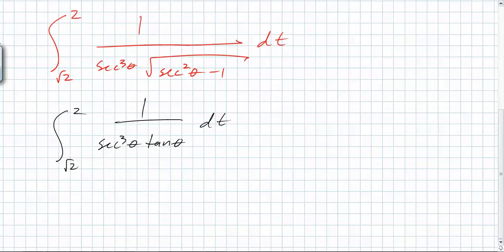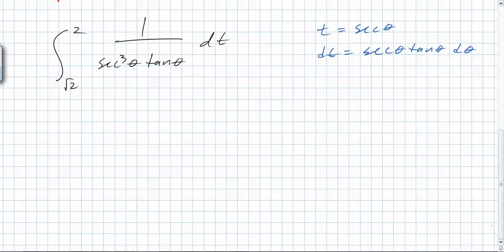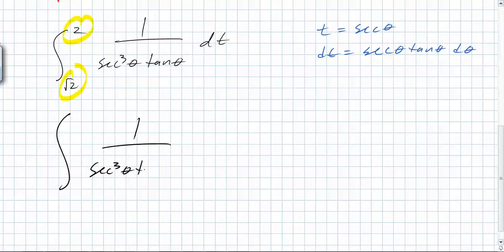So now what do you need to do? Translate things around, right? We said t is equal to what? Secant theta, so we know that dt is equal to secant theta tan theta d theta. You substitute that back in and you get a nice cancellation, right? But we also have to be careful of our limits here. I'm going to put some highlights around them just so we don't forget. So you end up with 1 over secant cubed theta tan theta times secant theta tan theta d theta.